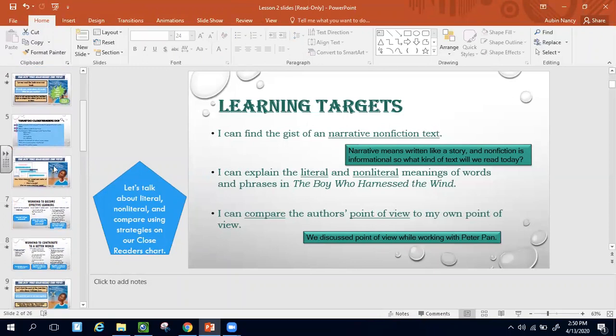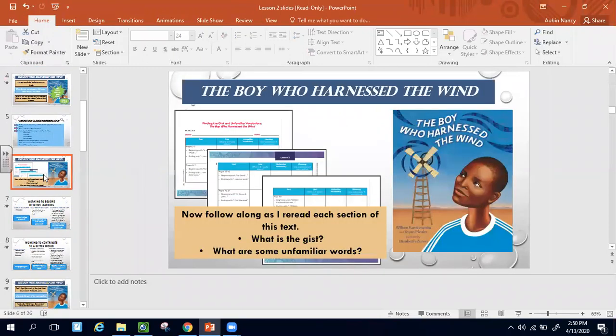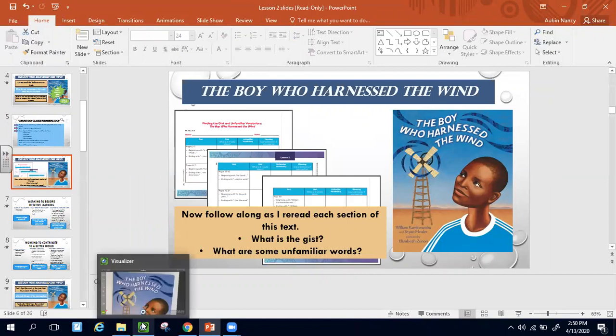the book, The Boy Who Harnessed the Wind. And I'm going to read this book out loud to you. And as I read, I want you to think, what is the gist of this? What is it mainly about? I think you're going to really enjoy it. It's written by William Kamkwamba and Brian Mueller. The pictures are by Elizabeth Zunon.